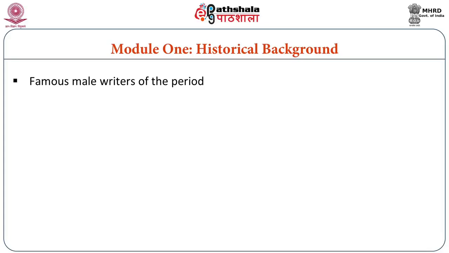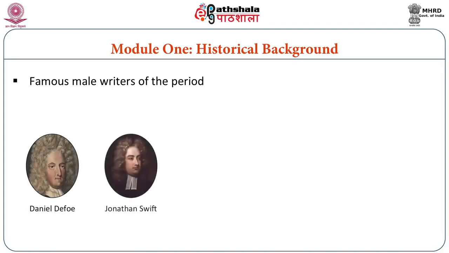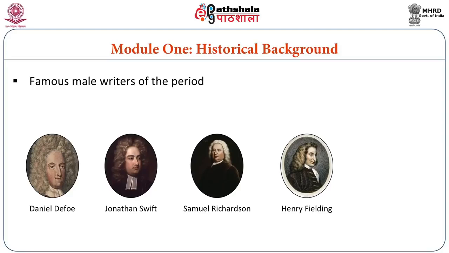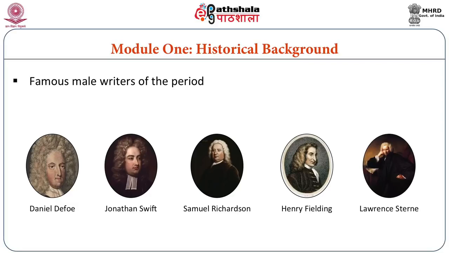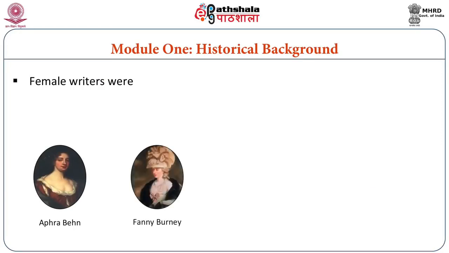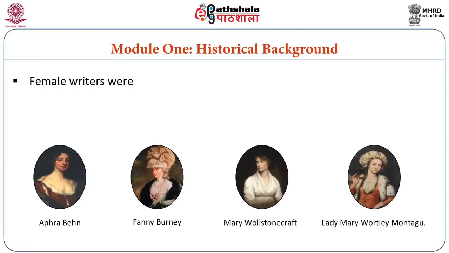Several writers epitomize the depth of novel writing during this period. Amongst them are Daniel Defoe, who wrote Robinson Crusoe, Jonathan Swift and Gulliver's Travels, Richardson, who wrote Pamela and Clarissa, Fielding, who then wrote Joseph Andrews, and Laurence Sterne, who wrote Tristram Shandy. It was not just men who were writing during this period, though they are of course the more acclaimed of the lot. Female writers during this period include Aphra Behn, who is the first woman to have made her living entirely by writing, Fanny Burney, Mary Wollstonecraft, who wrote A Vindication of the Rights of Woman, one of the first and earliest feminist tracts of the time, Lady Mary Wortley Montagu, etc.